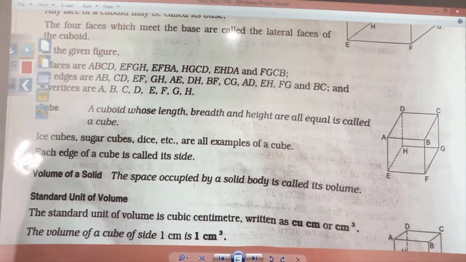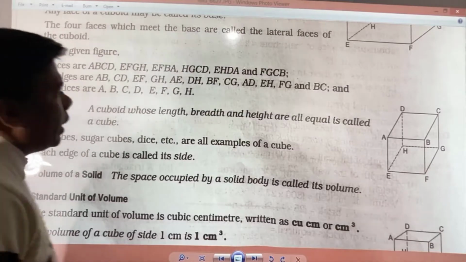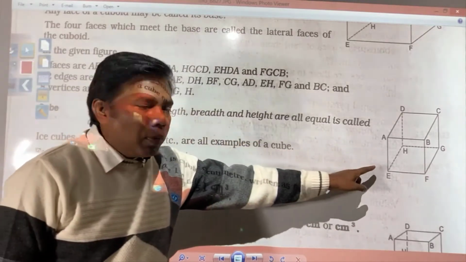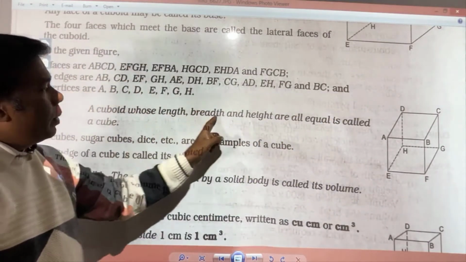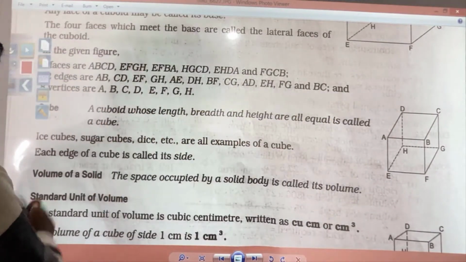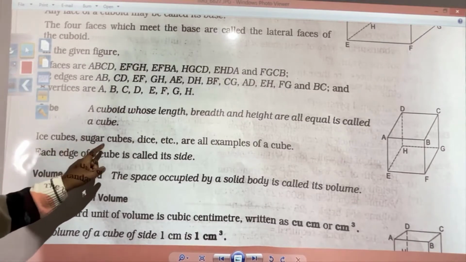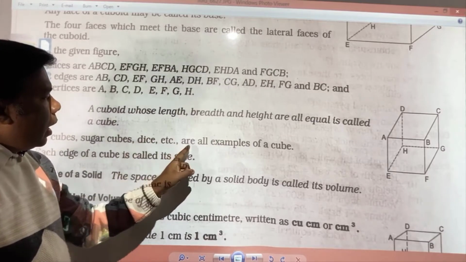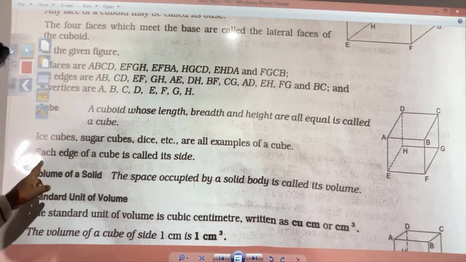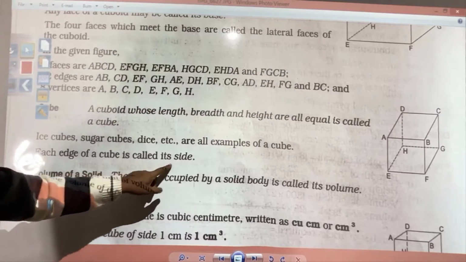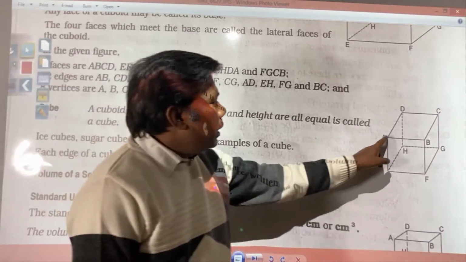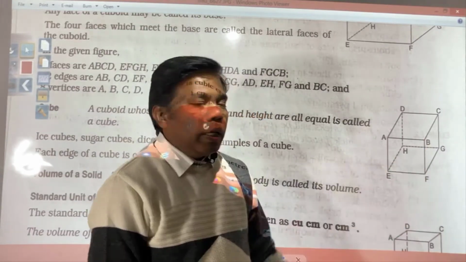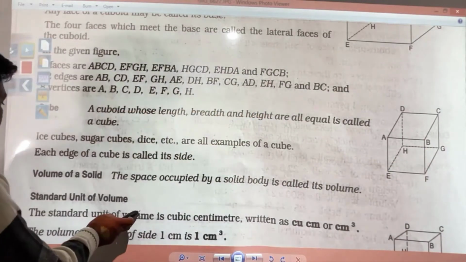Then you have cube. A cuboid whose length, breadth and height are all equal is called cube. Means this is also a cuboid but having all length, breadth and height equal. Examples of this are ice cubes, sugar cubes, dice, ludo dice we play with, all are examples of a cube. Each edge of a cube is called its side. And these edges, AB or EF or EH or FB, these all edges will be called its side.